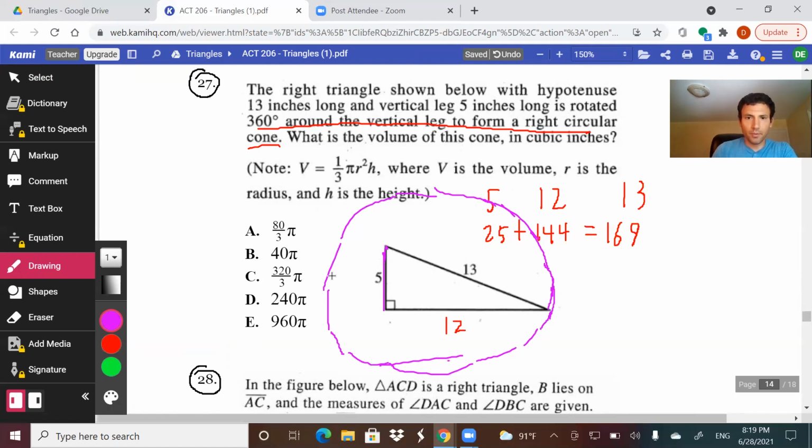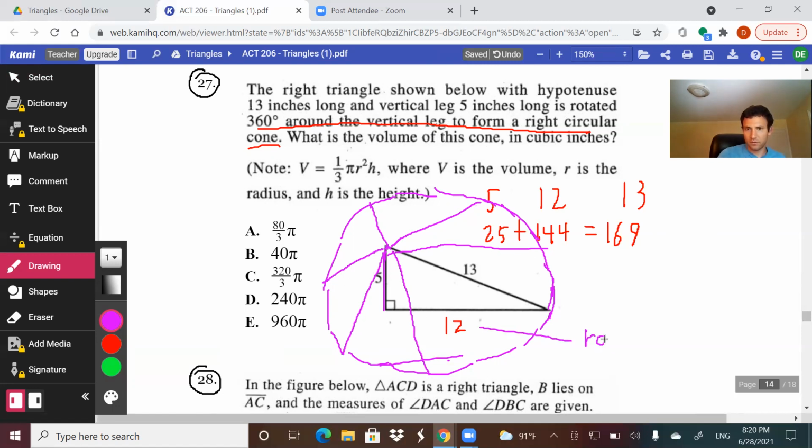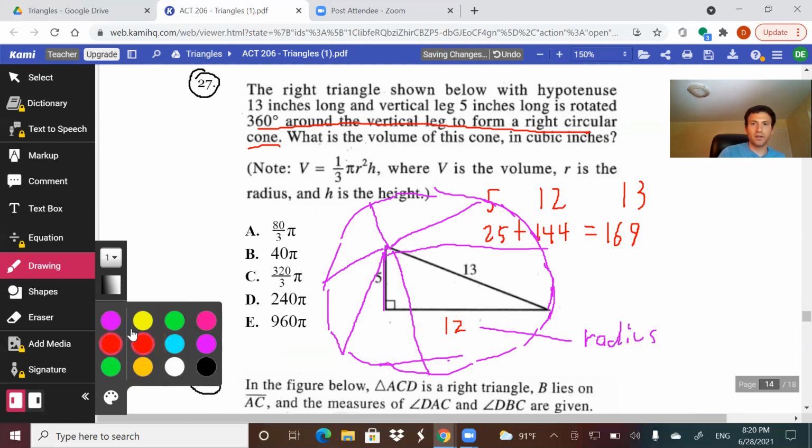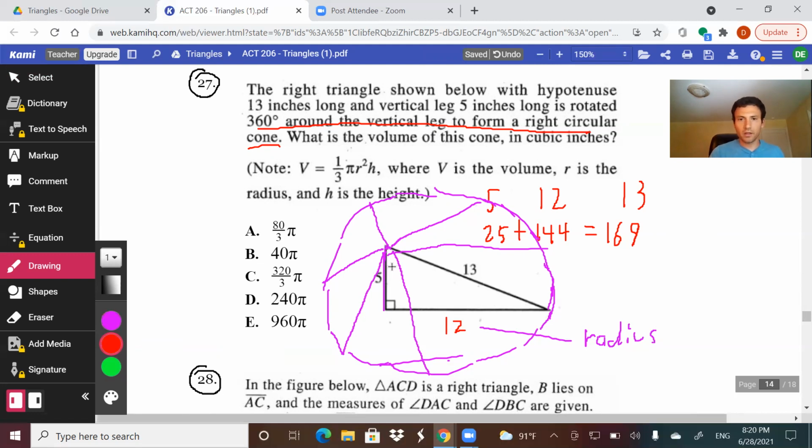I really drew that poorly, but if you think about it, I hope this makes sense when you're looking at it. This is our cone, right? We're taking this 12, we're rotating the 12. The 12 is our radius. I really didn't draw this to scale, so my apologies there. I was trying not to cut into the answers. But 12 is our radius, 5 is our height, and that's our cone. And the 13 is just our slant height, but it really doesn't come into play much here.